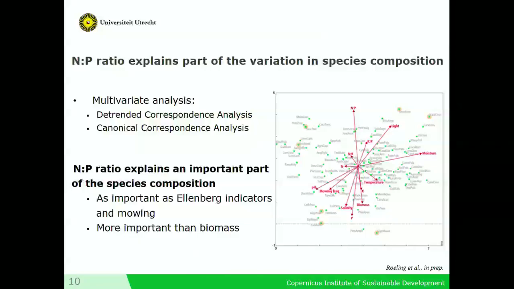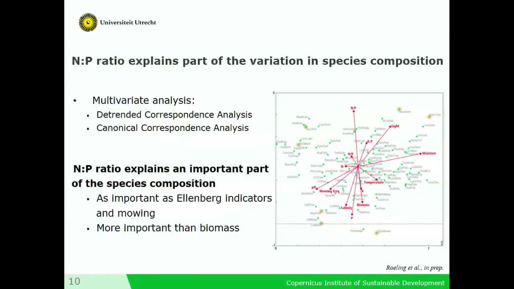So the first finding is that the N:P ratio does explain part of the variation in the species composition. We used multivariate analyses, DCA and CCA, and this picture is hopefully readable at the back. Every green dot is a species. The species that are closer together often occur together in the field, and the red arrows then indicate the environmental variables. So what you will see here is a very clear effect of moisture. So here you will have wet sites, and here you will have more dry sites.